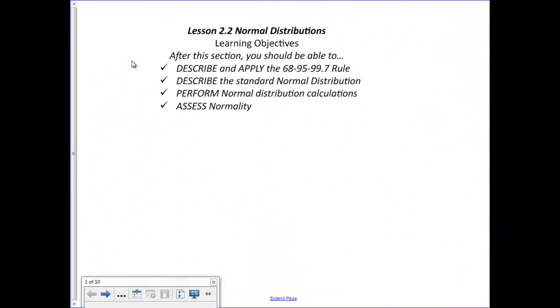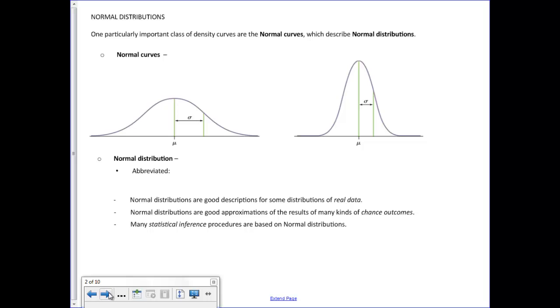Section 2.2. We have 4 objectives. We're going to get through maybe 2-ish today. We are going to describe and apply the 68, 95, 99.7 rule, describe the standard normal distributions. We'll eventually work a little bit more with performing normal distribution calculations and assessing normality. That's like a day completely of its own. First things first, normal distributions.